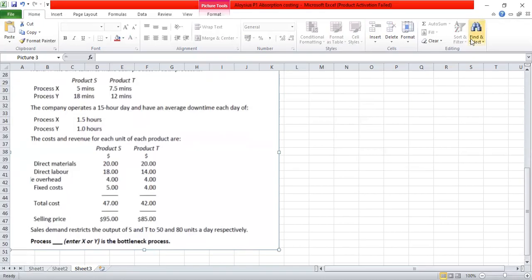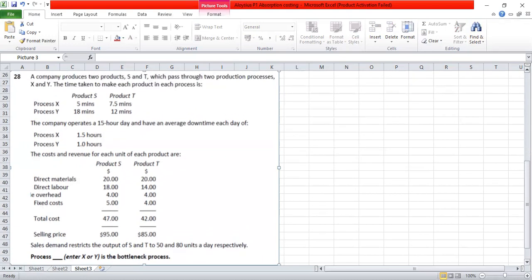Which process is the bottleneck resource? So we have to identify which one is a bottleneck resource. It is not mentioned which one is the bottleneck resource, but here we are asked to identify which one is a bottleneck resource, which one has a constraint. So how do we identify which one is a constraint? That is the concept we have to take up now.